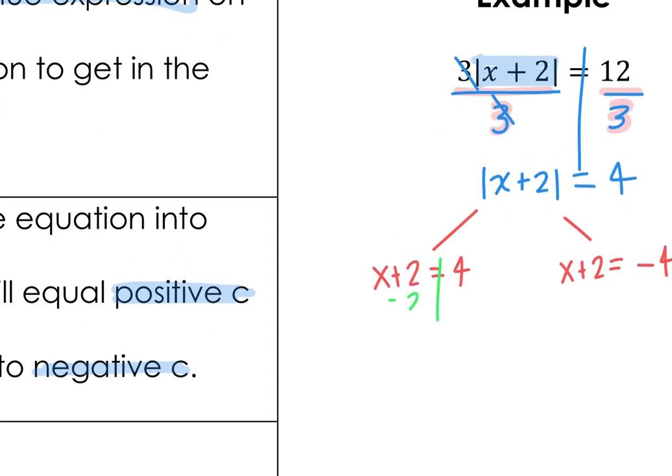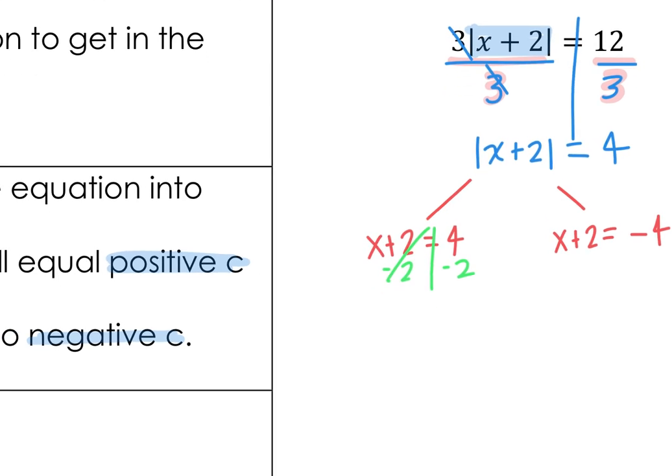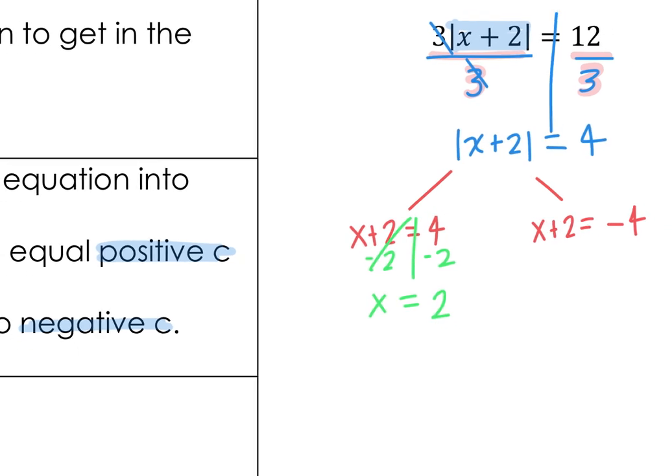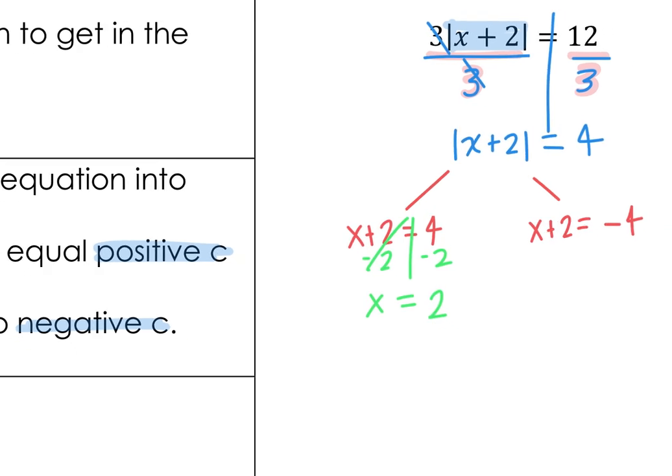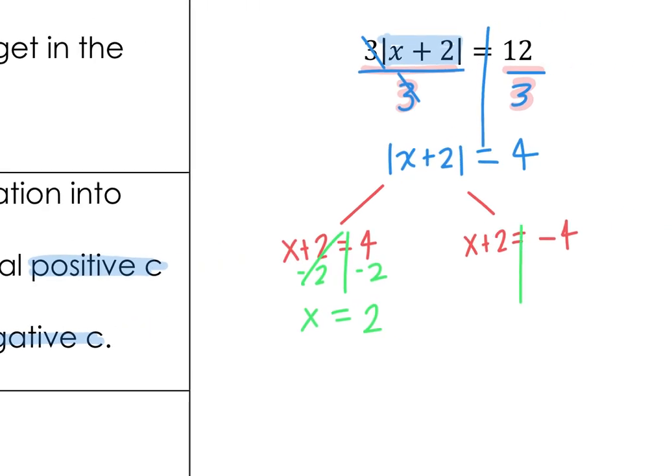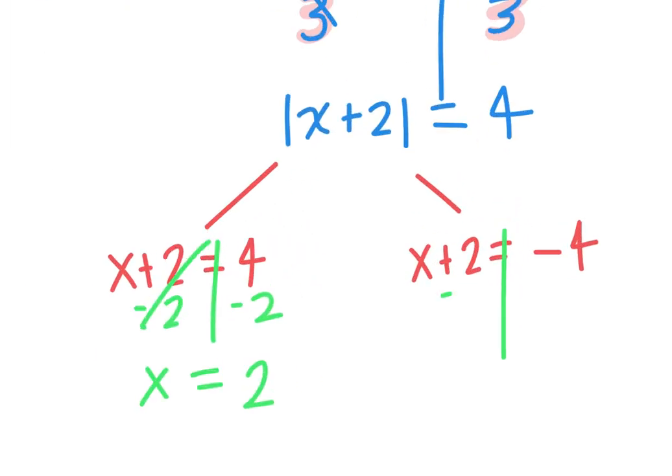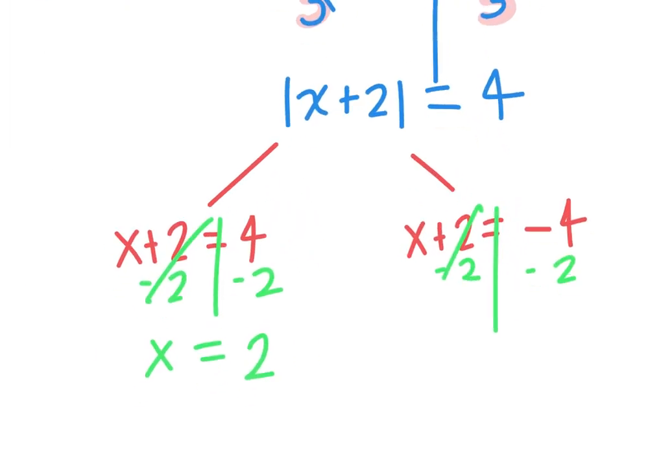To get x by itself, I'm just going to subtract the 2. So 4 minus 2 means that one of my solutions for x is 2. And then when I solve the second equation that I created, I'm going to subtract 2. But this time I'm subtracting 2 from a negative 4, which means x is going to be equal to negative 6.